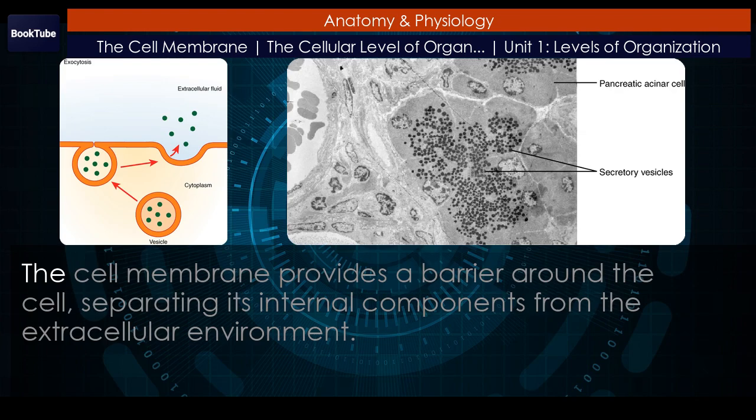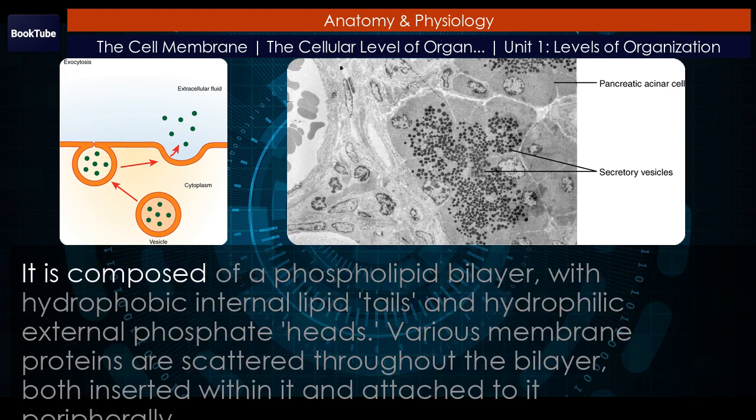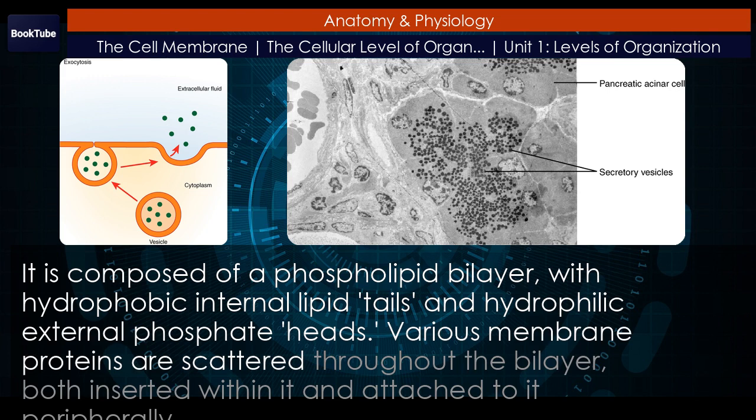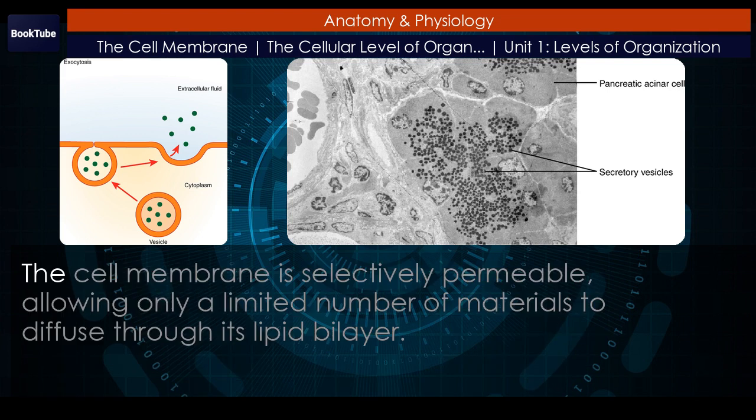Chapter Review. The cell membrane provides a barrier around the cell, separating its internal components from the extracellular environment. It is composed of a phospholipid bilayer, with hydrophobic internal lipid tails and hydrophilic external phosphate heads. Various membrane proteins are scattered throughout the bilayer, both inserted within it and attached to it peripherally. The cell membrane is selectively permeable, allowing only a limited number of materials to diffuse through its lipid bilayer.